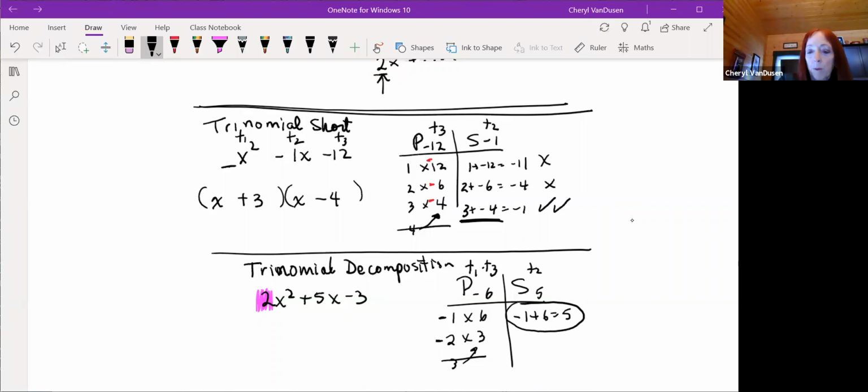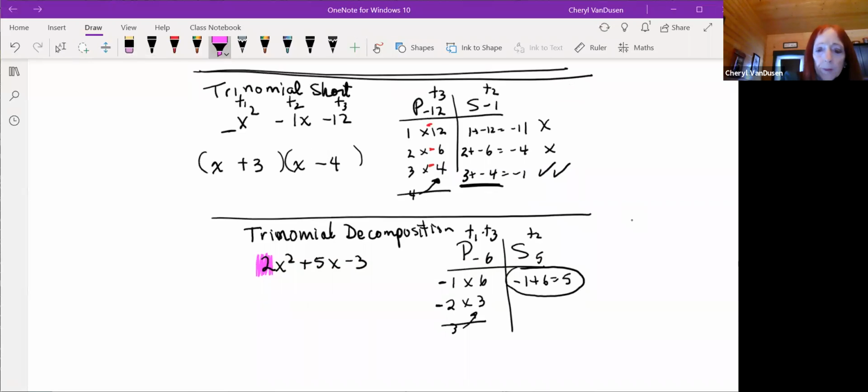Now here's where the decomposition part comes. We take these two numbers and we break down the middle term into those numbers. So this is what it looks like. 2x squared sits there, plus 1x. Oops, -1x, sorry about that. Got the signs right, -1x plus 6x minus 3. We decompose 5x into -1x plus 6x. It's a true statement, -1 plus 6 is 5.